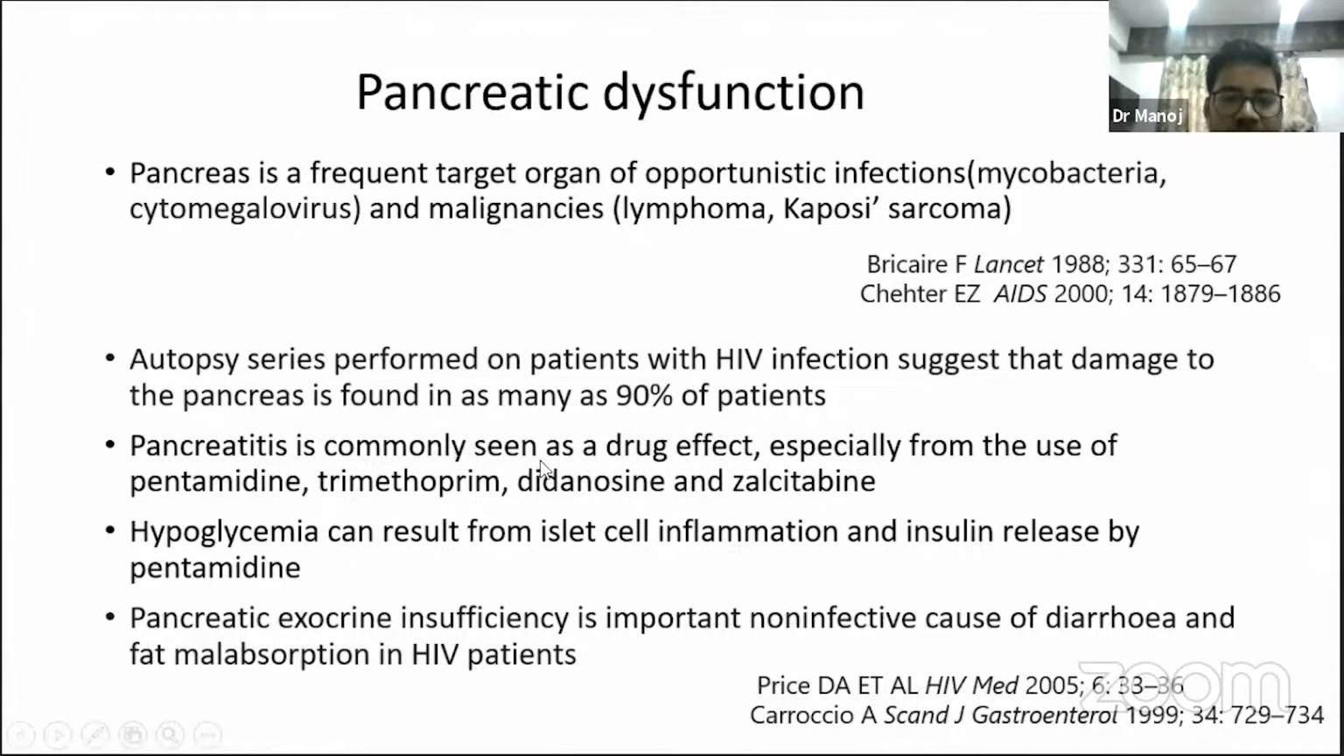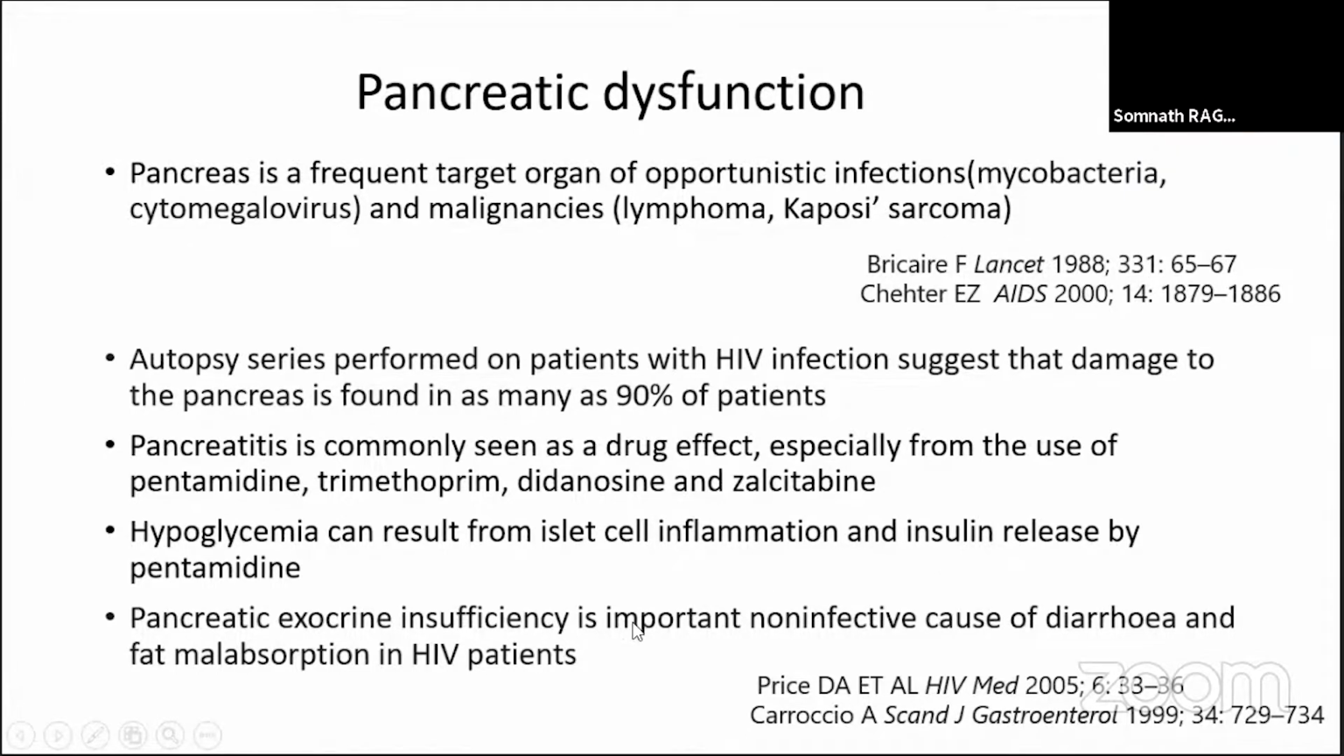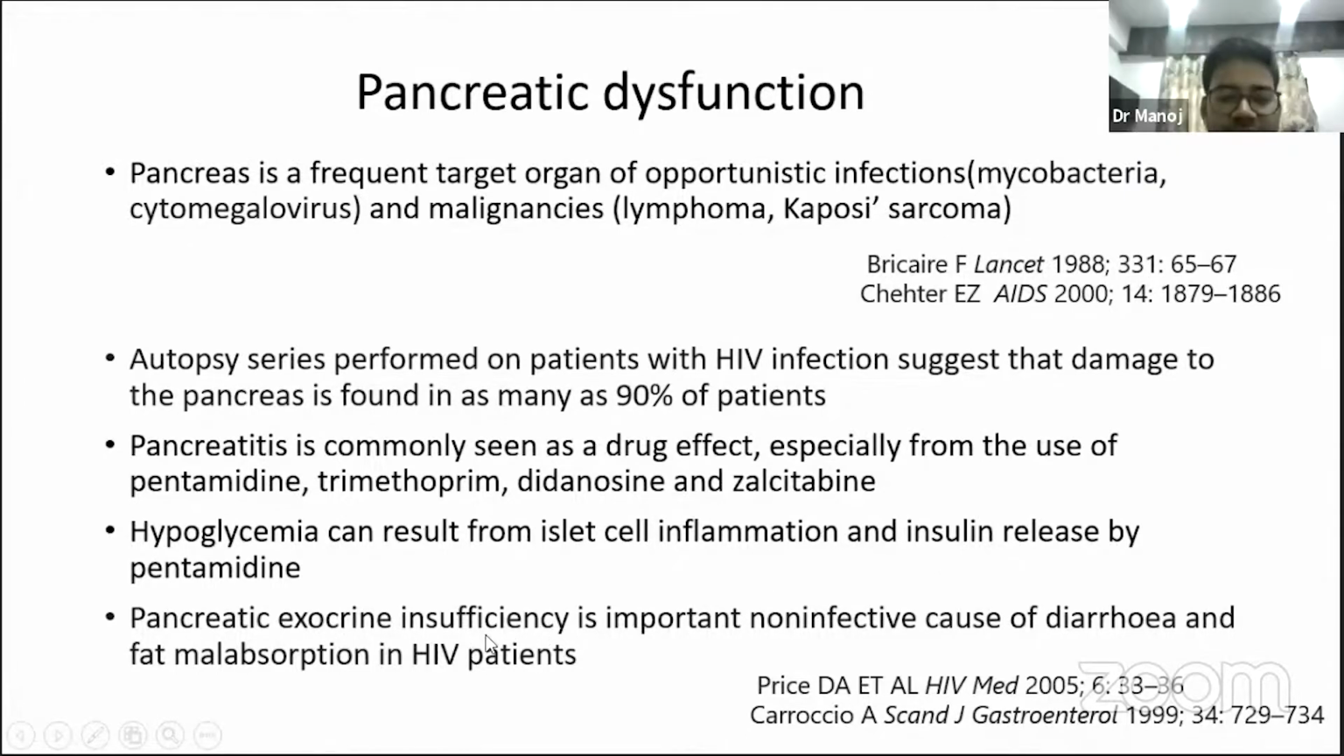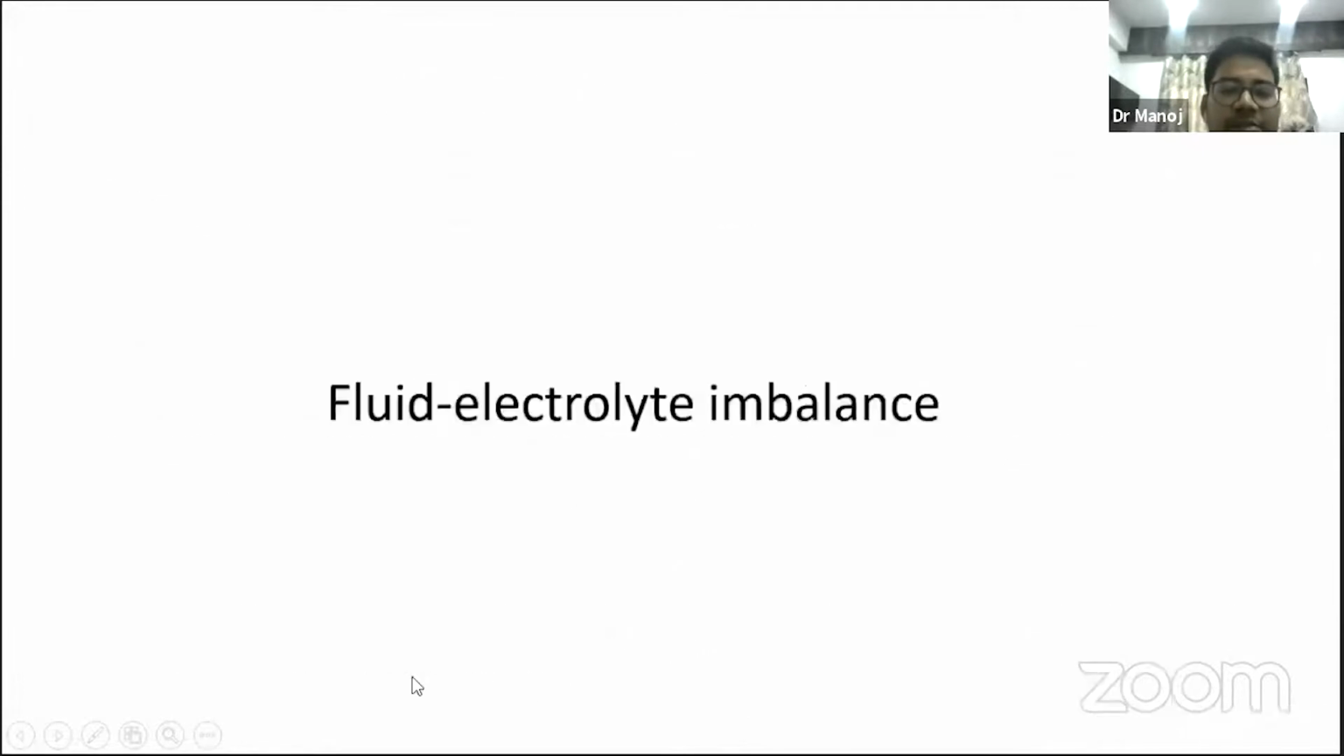Pancreatitis is also seen as an effect of various drugs which are used for HIV infection, like pentamidine, trimethoprim, and didanosine. And there could be hypoglycemia as a result of inflammation of islet cells leading to insulin release. Pancreatic exocrine insufficiency is an important non-infectious cause of diarrhea and fat malabsorption in HIV patients.